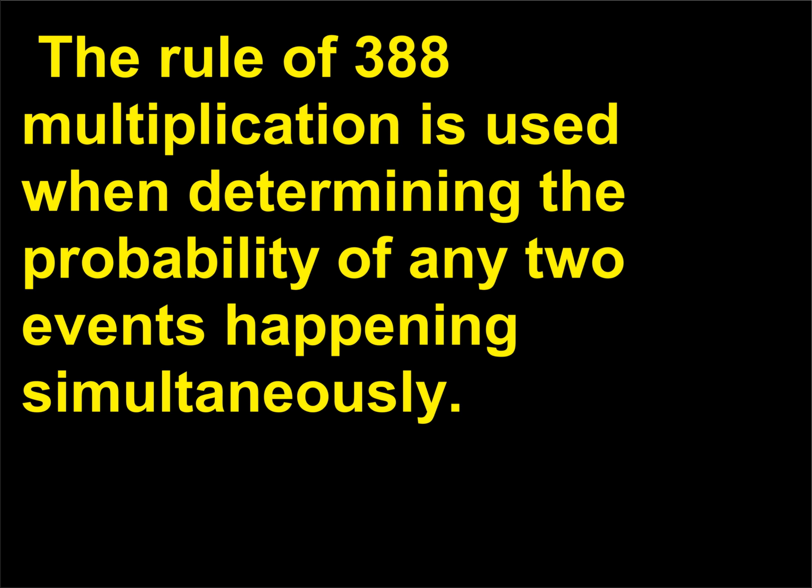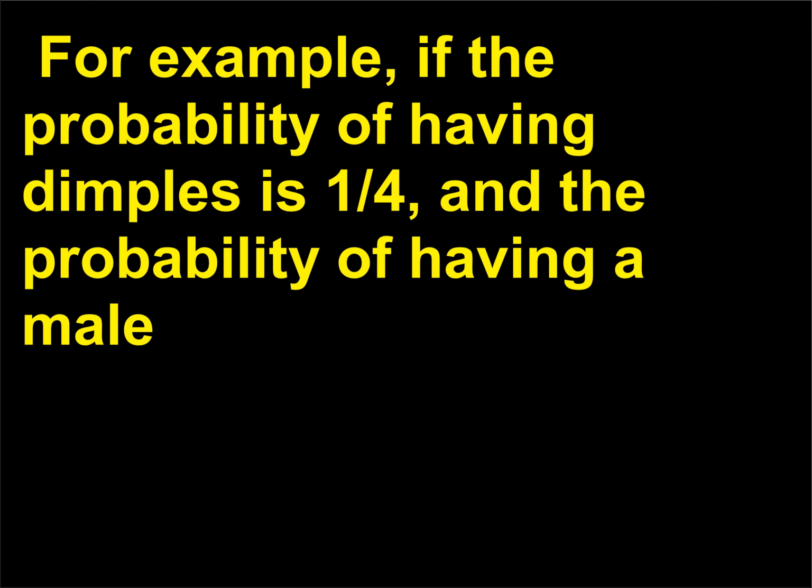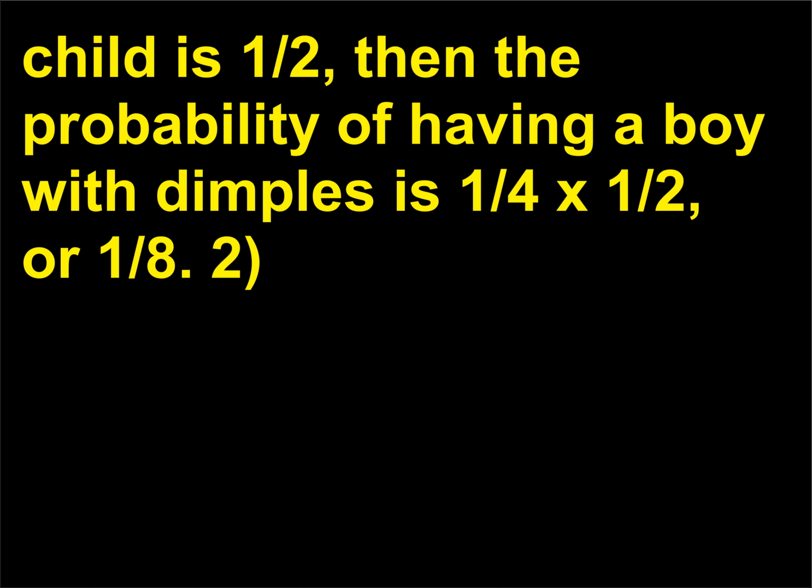The rule of multiplication is used when determining the probability of any two events happening simultaneously. For example, if the probability of having dimples is 1/4, and the probability of having a male child is 1/2, then the probability of having a boy with dimples is 1/4 x 1/2, or 1/8.